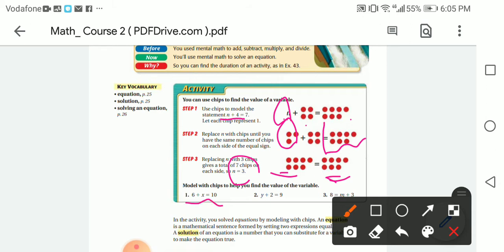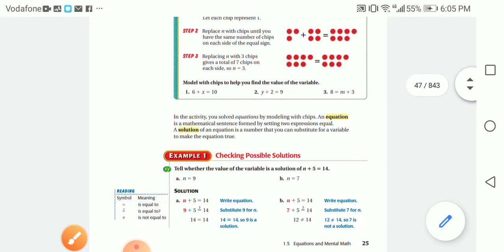6 plus x equals 10. Okay, I can draw another 10 chips here, and here 6 chips and n, and solve it like this. Okay, I will leave this to you to draw.